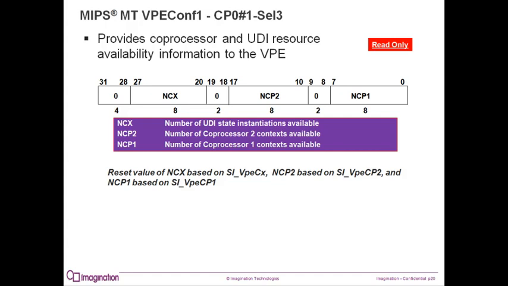The VPE Conf1 register is instantiated per VPE. It indicates the coprocessor and UDI resources available to the VPE. All fields in the VPE Conf1 register are read-only in normal operation, but they are writable while the MVP control VPC bit is set. With this register, you can restrict the use of these resources to a single VPE. Don't forget, to use these resources by multiple threads, there must be as many contexts of these resources as there are threads that will be using them.